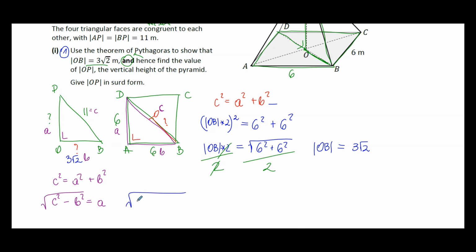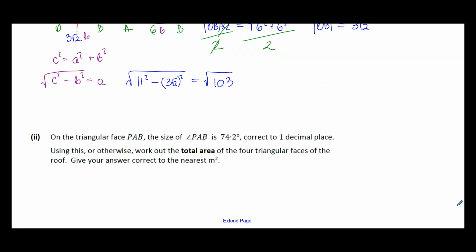So that means my C is 11 to the power of 2 minus B, which now I know is 3 square root of 2, and that is taken to the power of 2. And when I put that in the calculator, I get that that length is square root of 103, and I should leave it in that form, they are telling me. Okay, let's have a look at the next part of this question.